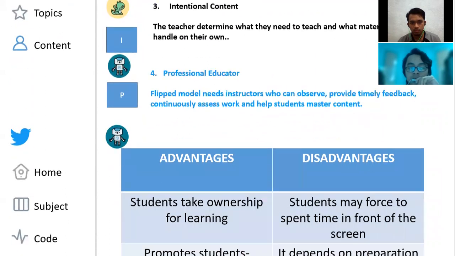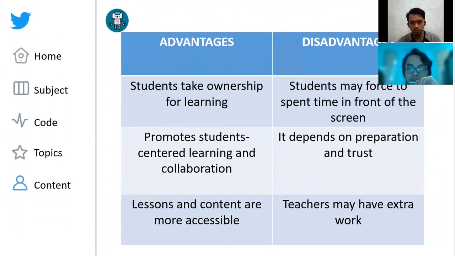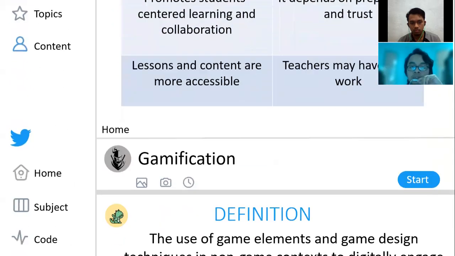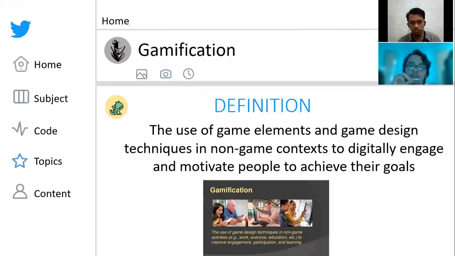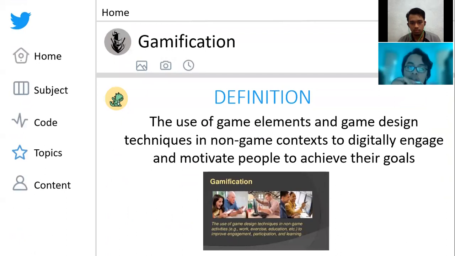Next we go to the advantages and disadvantages. You can also read the advantages and disadvantages of the flipped classroom on your own. Next we go to gamification. The definition of gamification is the use of game elements and game design techniques in non-game contexts to digitally engage and motivate people to achieve their goals. Meaning that we use game techniques in non-game situations.